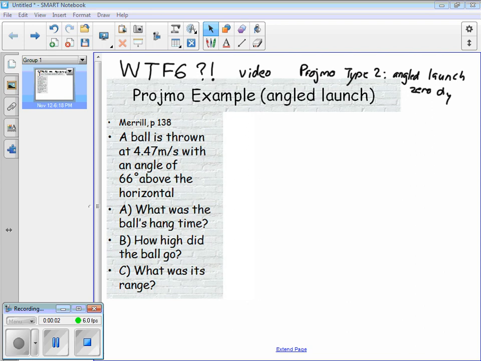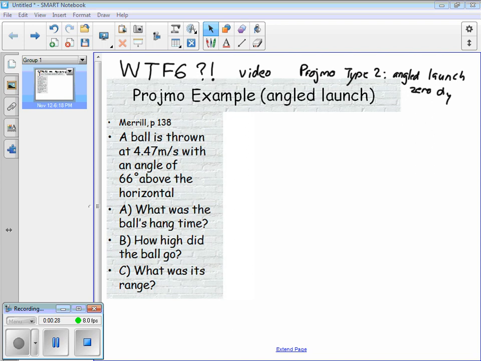So here we have a What the Physics video for projectile motion type 2 problems. That is angled launch with a zero displacement on the y-axis. A ball is thrown at 4.47 meters per second with an angle of 66 degrees above the horizontal. A, what was the ball's hang time? B, how high did the ball go? And C, what was the range?